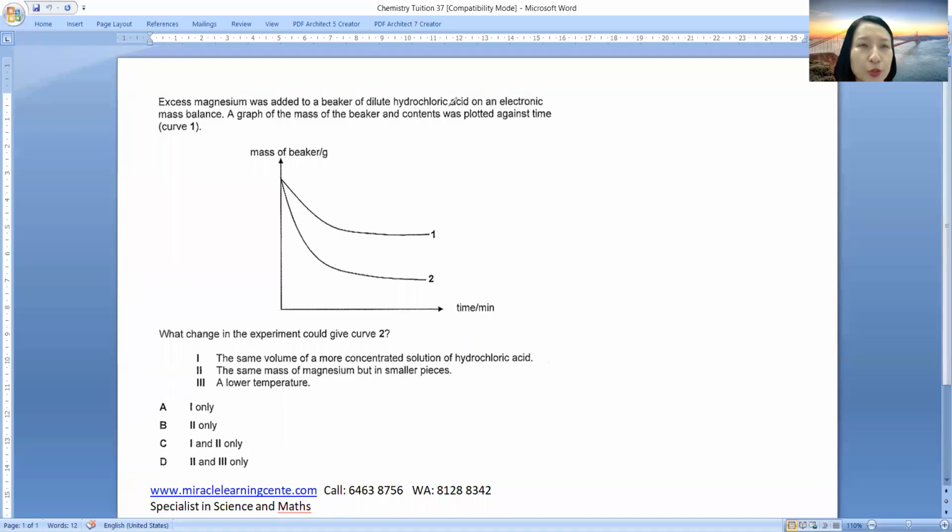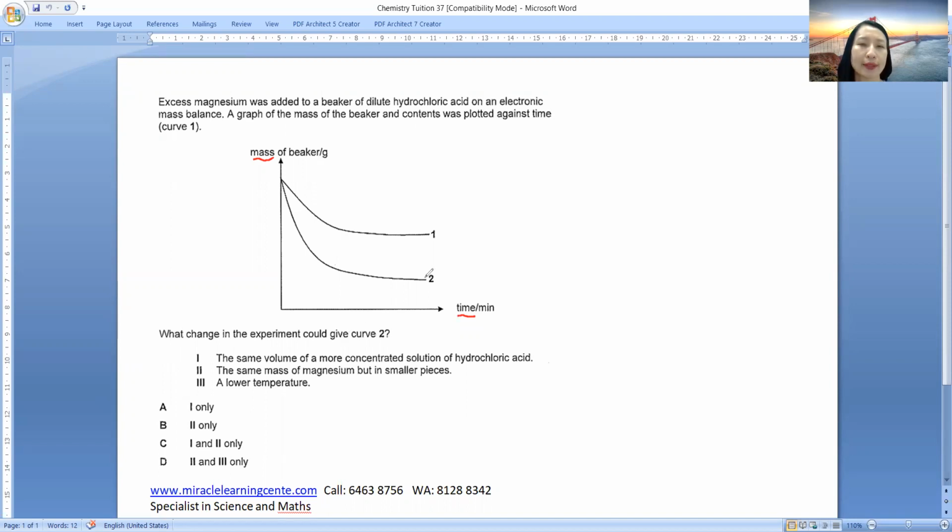Let us look at this chemistry question. Excess magnesium was added to a beaker of dilute hydrochloric acid on an electronic mass balance. A graph of mass of the beaker and contents was plotted against time. So we have mass against time. What change in the experiment could give curve 2?